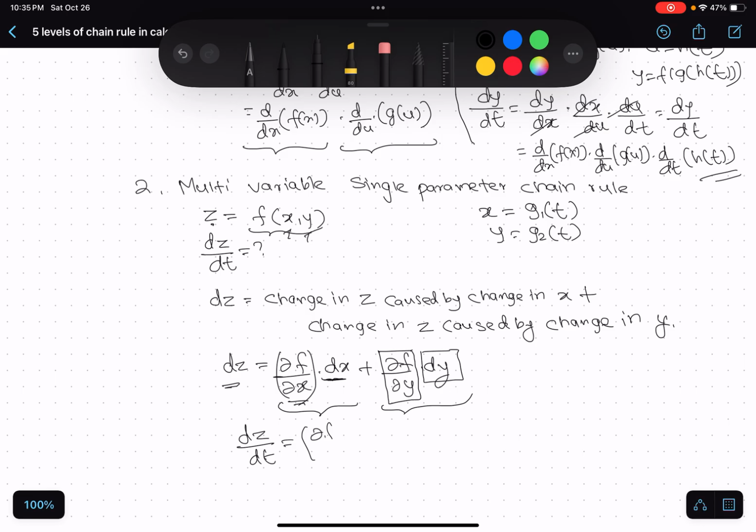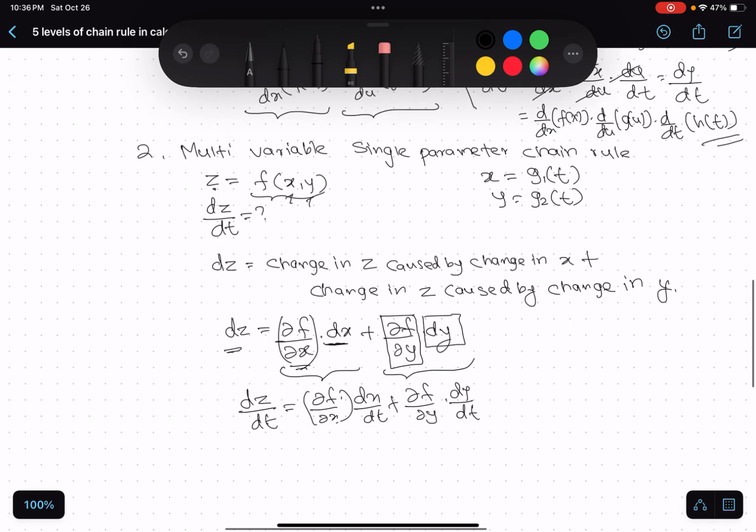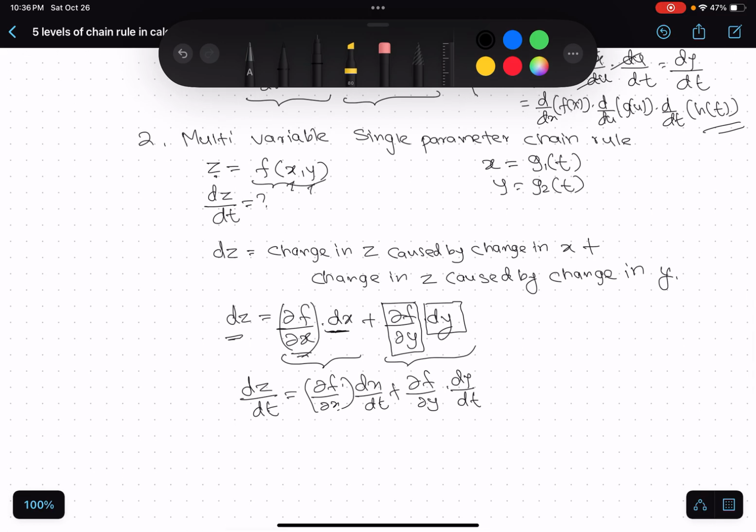Right? Now the notation, you might have noticed that there are partial derivatives and total derivatives, because x and y are just functions of t, so we are taking the total derivative, right? But these f's are functions of x and y, they have x and y in them, so if you just want to differentiate with respect to x, we need partial derivatives. So that's the reason. Now this is what the multivariable single parameter chain rule looks like, right?